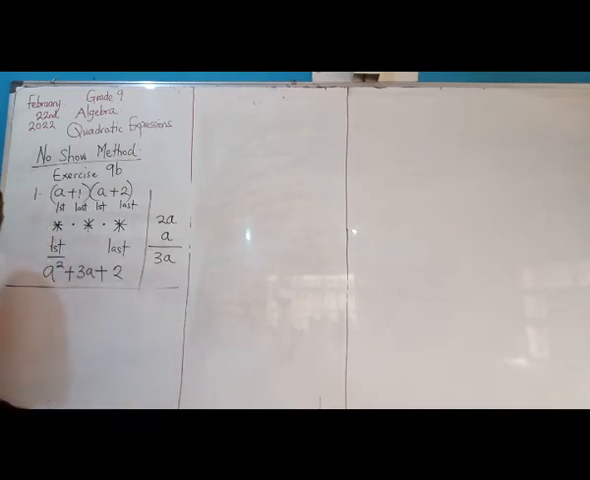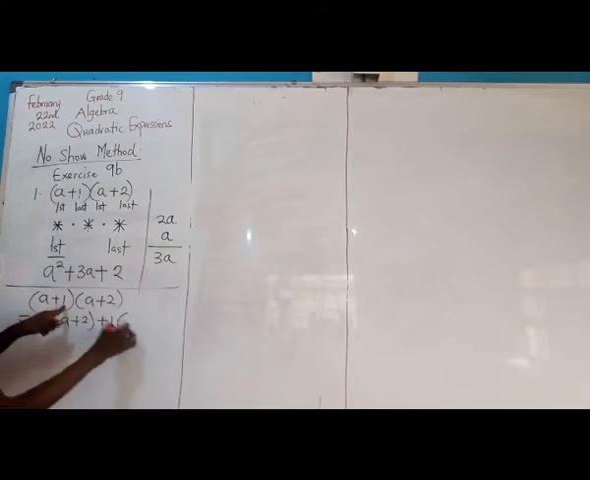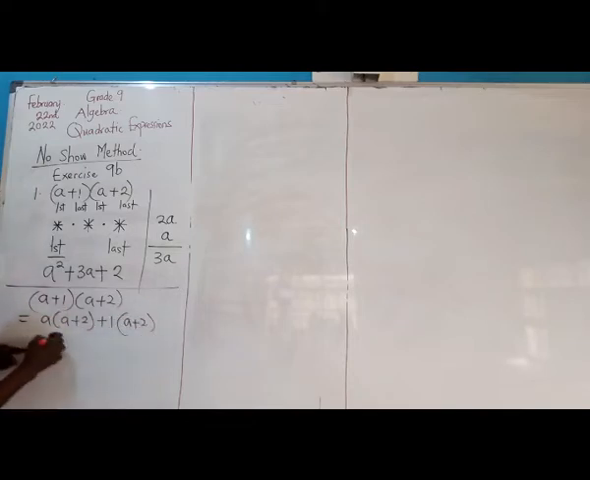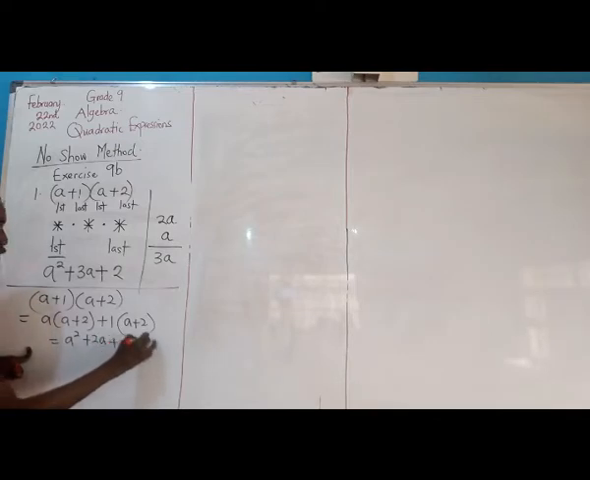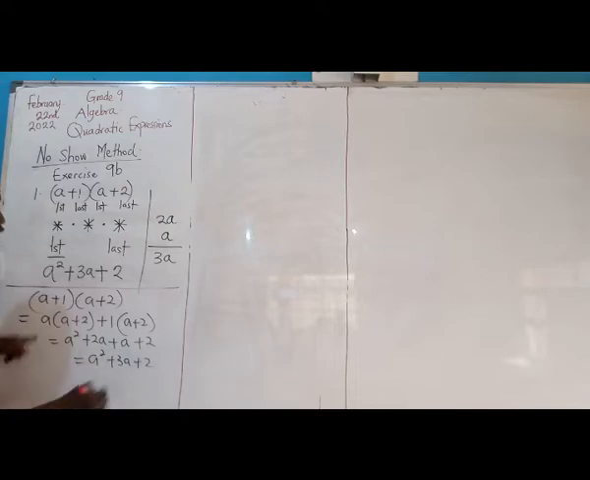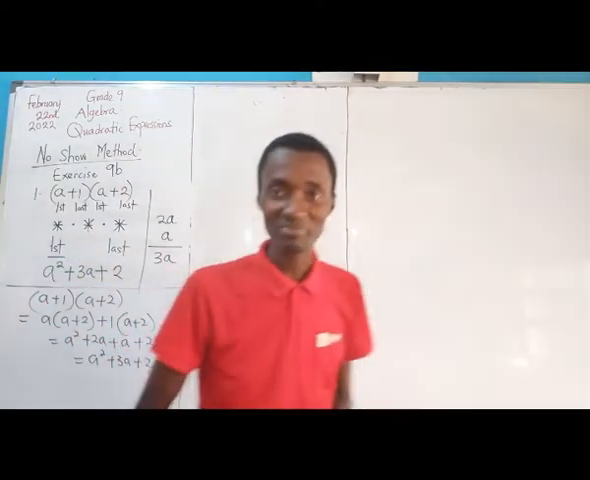Let's test whether what this man has said is correct. So (a + 1)(a + 2) will give me a(a + 2) + 1(a + 2). That will give me a squared plus 2a plus a plus 2, and that will give me a squared plus 3a plus 2. You discover that it's the same answer.